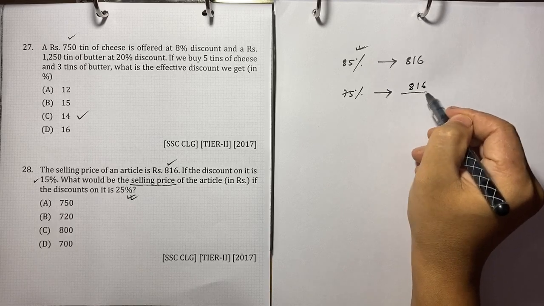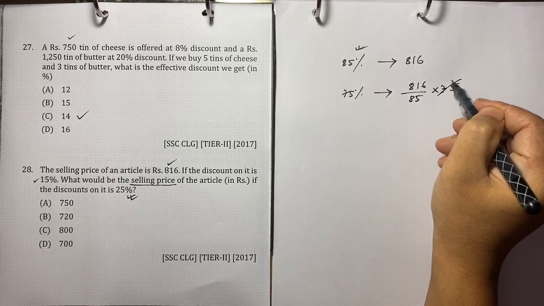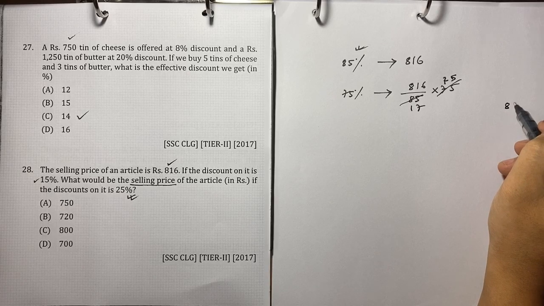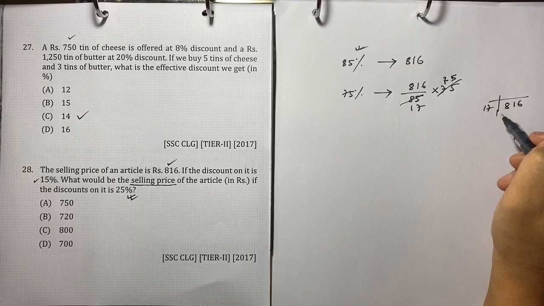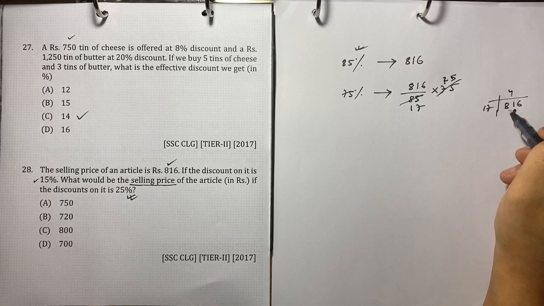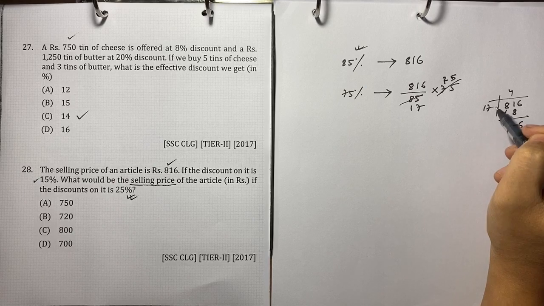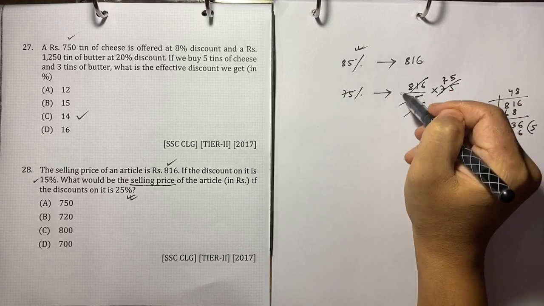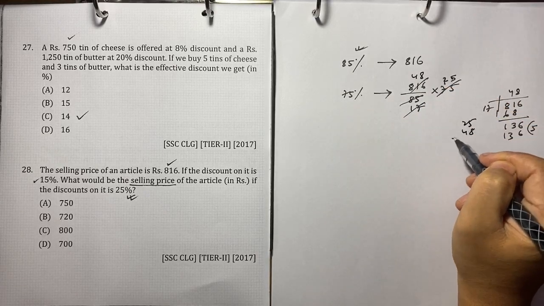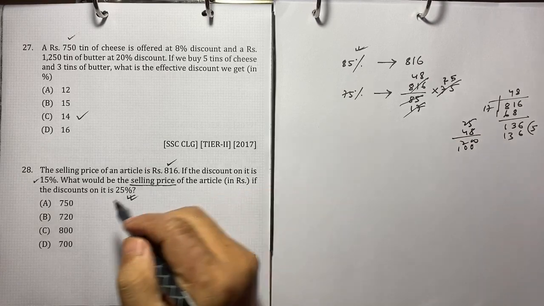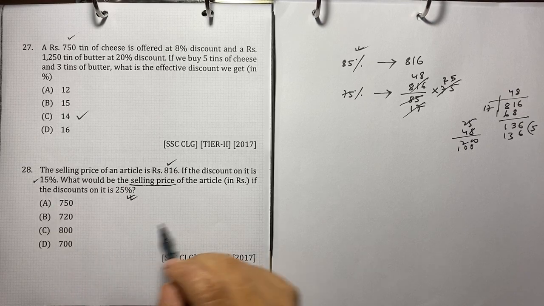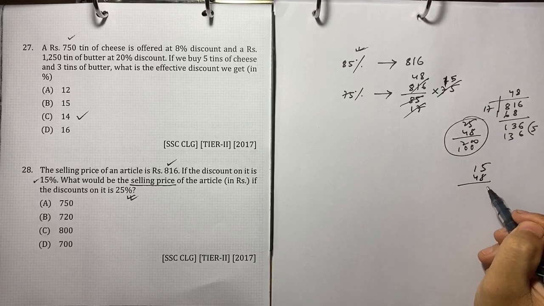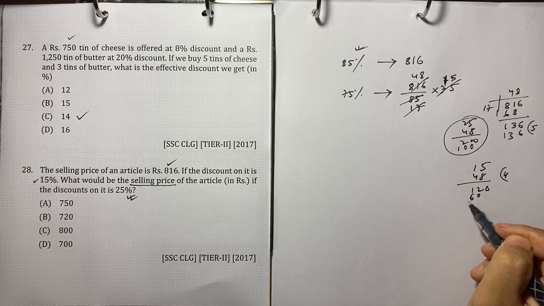So this will be 816 divided by 85 into 75. 5 cancel, this will be 15. 5 cancel, this will be 17. Cancel 816 with 17, divide, we get 48. So this will be 3136, then 48 into 15. I think it will be 1200. Calculation mistake: this will be 12, this will be 60, so this will be 720.